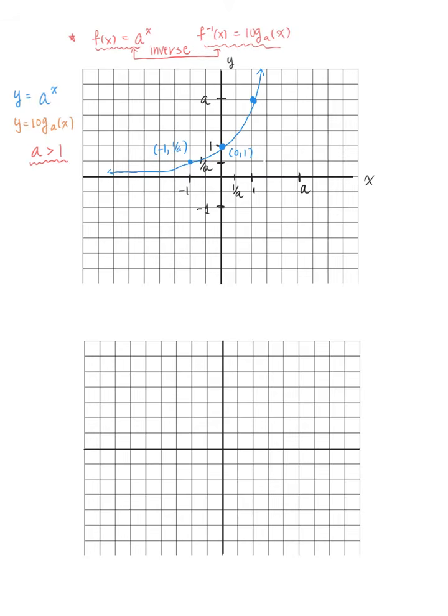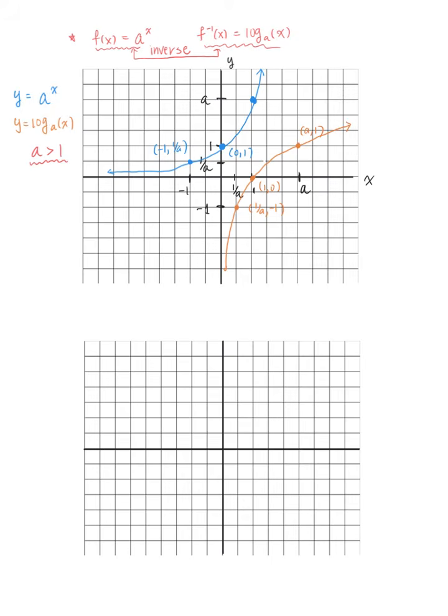There we go. Now let's graph y equals log base a of x when a is greater than 1. So no matter what, it has to go through 1, 0. We already talked about that. Where can I write that? I'll just write it 1, 0. And then a, 1. And 1 over a, negative 1. And the graph is going to look something like this.